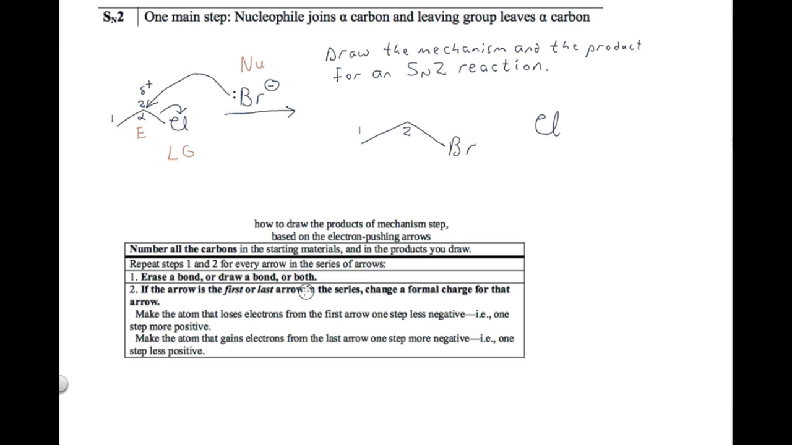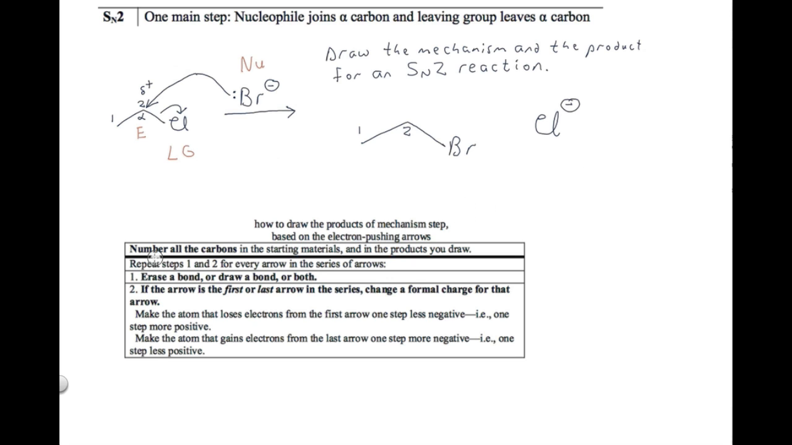And because this is the last arrow in the series, we again have to change a charge. This chlorine started neutral, but it's gaining negative electrons from this arrow. If you start neutral and you gain negative electrons, you should become one step more negative. Well, one step more negative than neutral would make this chlorine negative. So we ended up changing two charges. We changed the charge on the bromine from negative to neutral, and we changed the charge on the chlorine from neutral to negative.